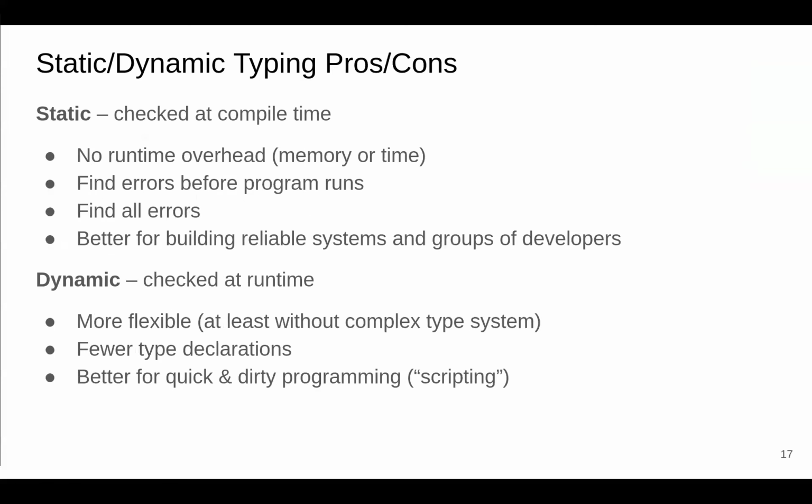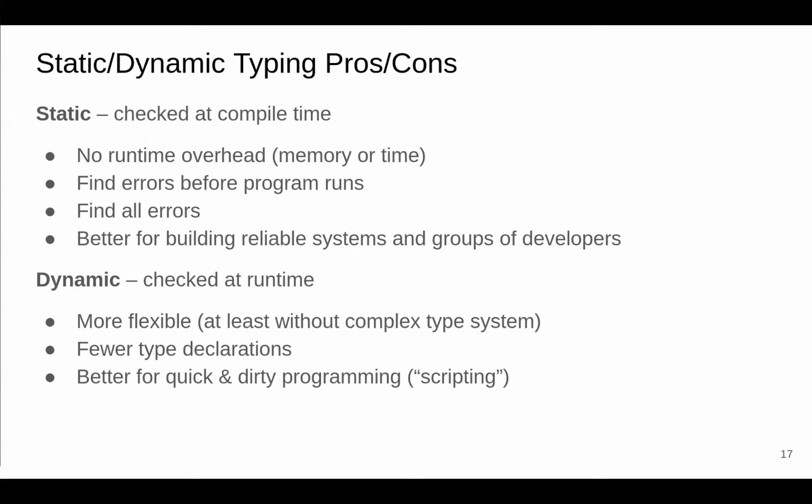Some pros and cons for static typing. Types are checked at compile time rather than at runtime, and there's no runtime overhead, which means it is usually more performant. You find errors before the program runs, you find all the errors, and it's great to build reliable systems that you can actually reason about.